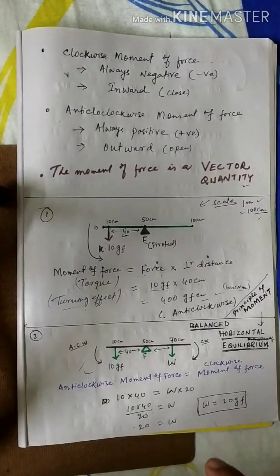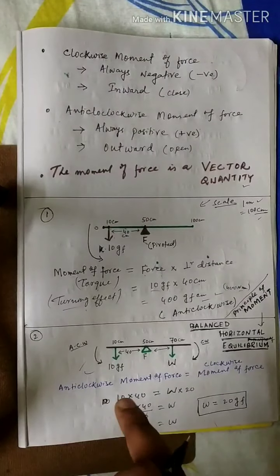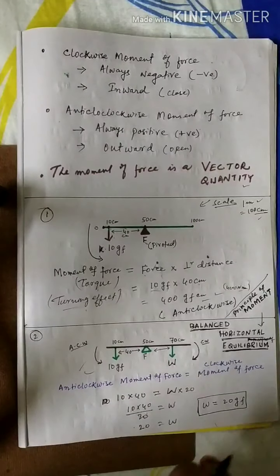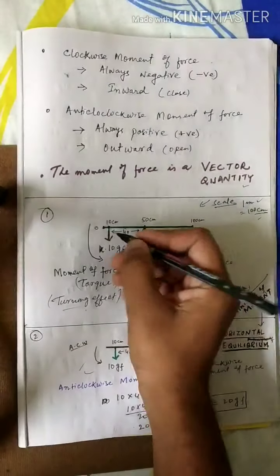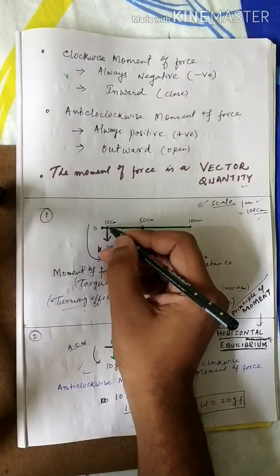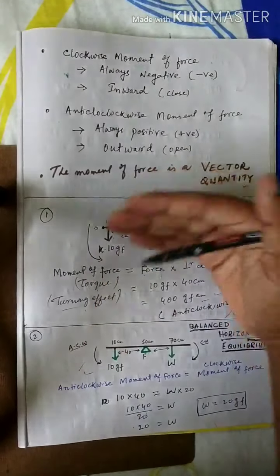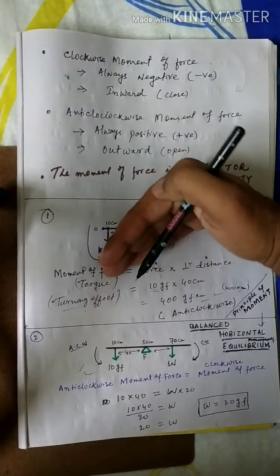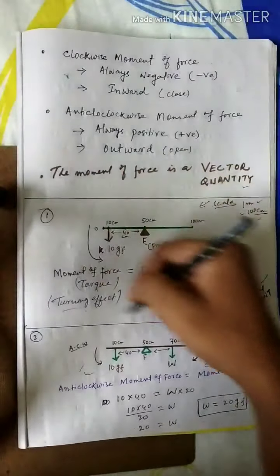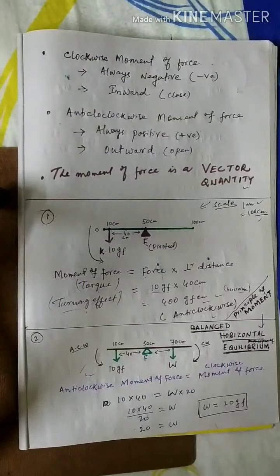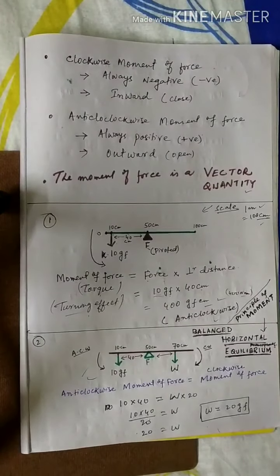We know that moment of force or torque is a vector quantity, so we have to give the direction. If you apply the force here, then the body will rotate like this, anti-clockwise. So this is the answer. You have to write it: the body will rotate anti-clockwise. Clear?